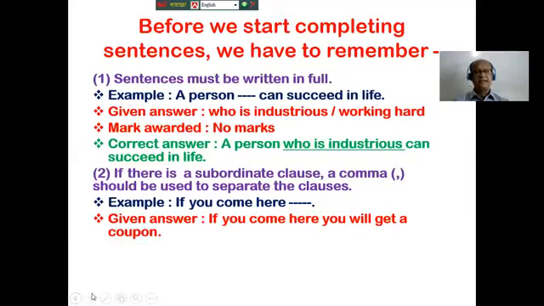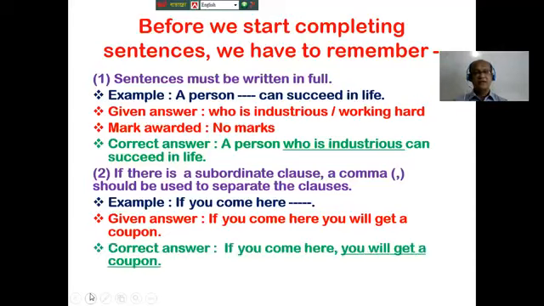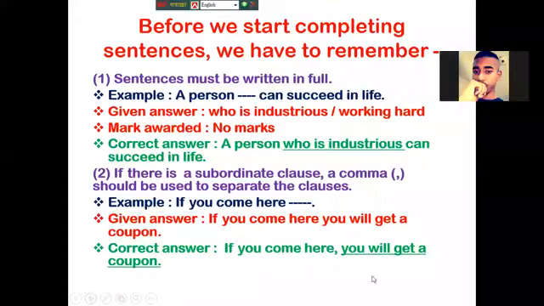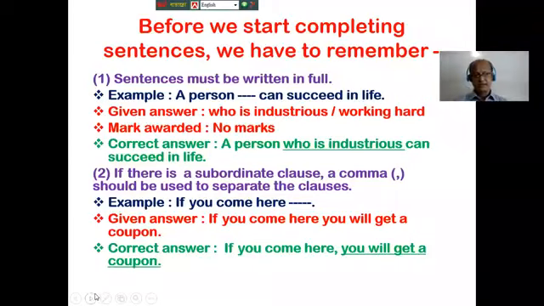Maybe in some cases, you can be exempted from losing marks. It may not happen. The teacher may deal harshly. So what is the correct answer? If you come here, you have to give a comma. You will get a good coupon. You have to underline your answer. Okay. Let us go to the next page.